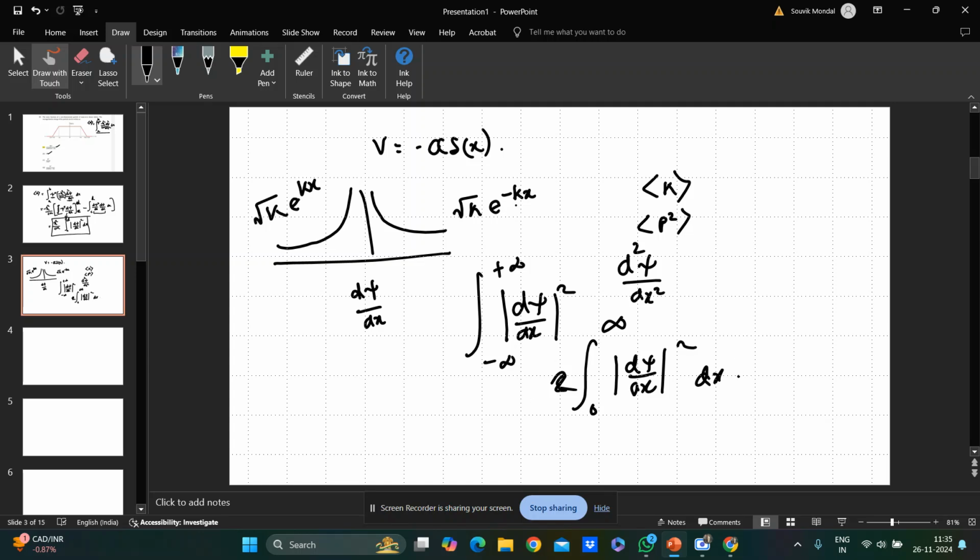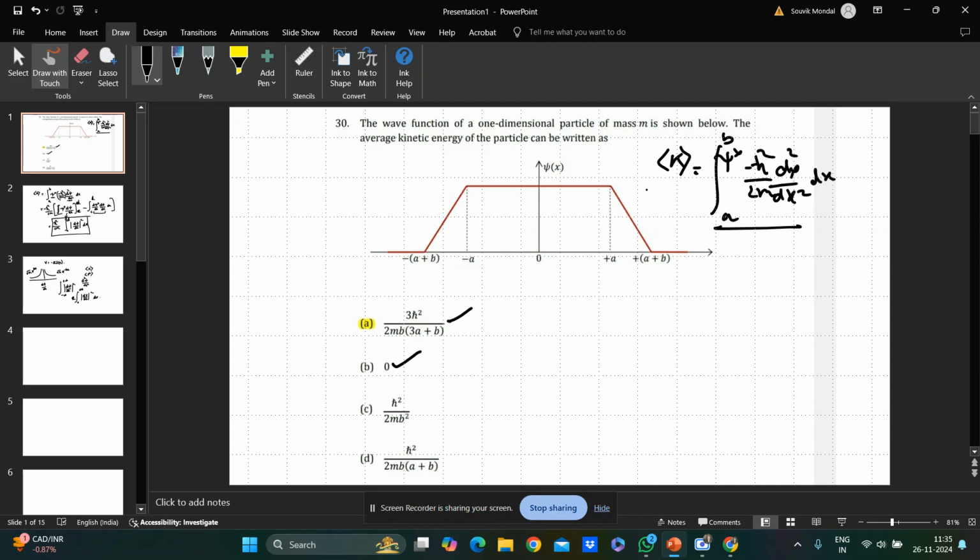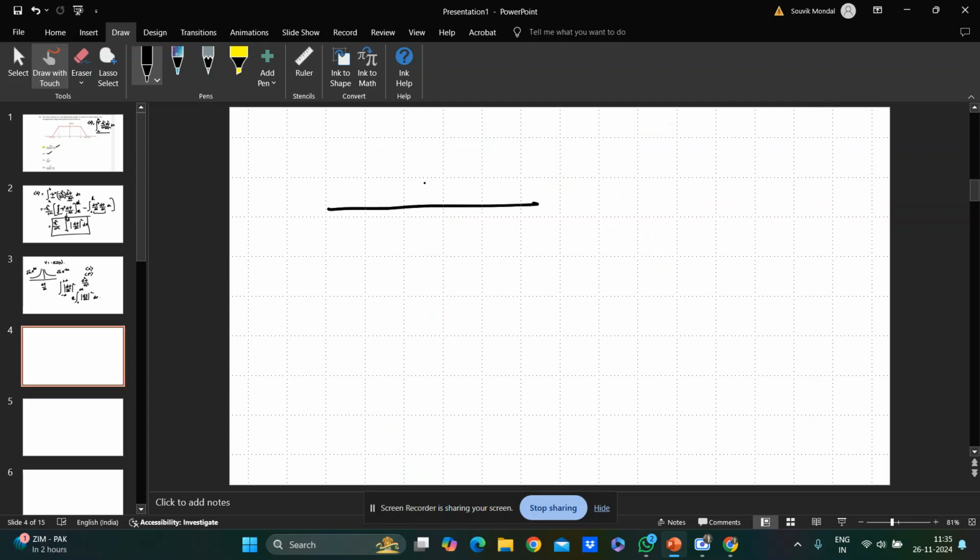So this is another good example where you need this kind of treatment, where your d2 phi dx2 is ill-defined at x equal to 0. Why this is needed for this problem, let me tell you later. But first, do that problem. So write the diagram once again.